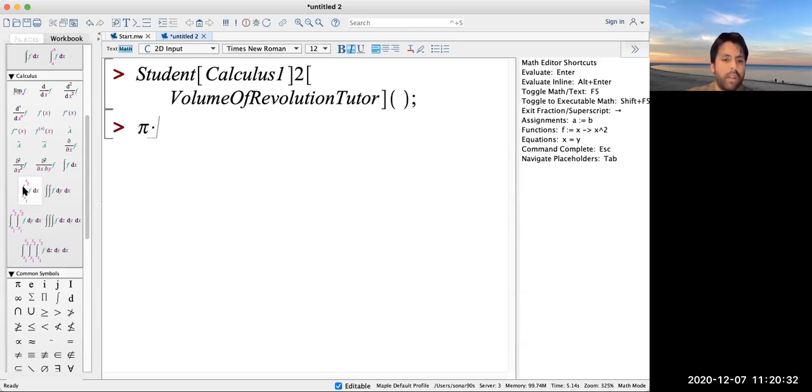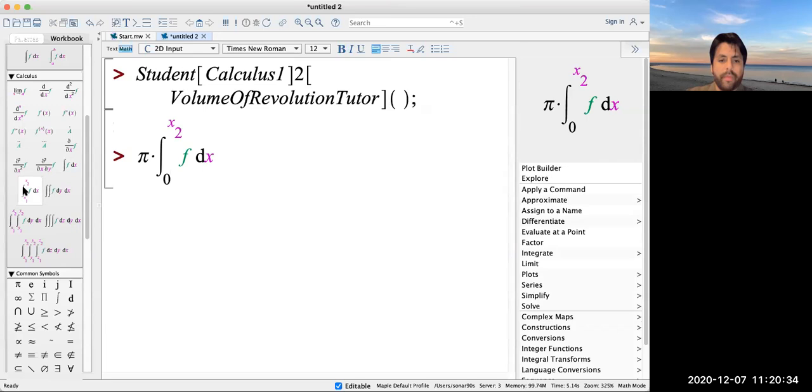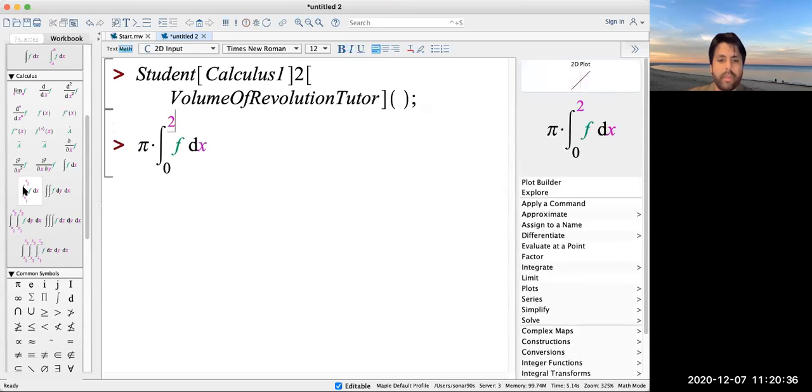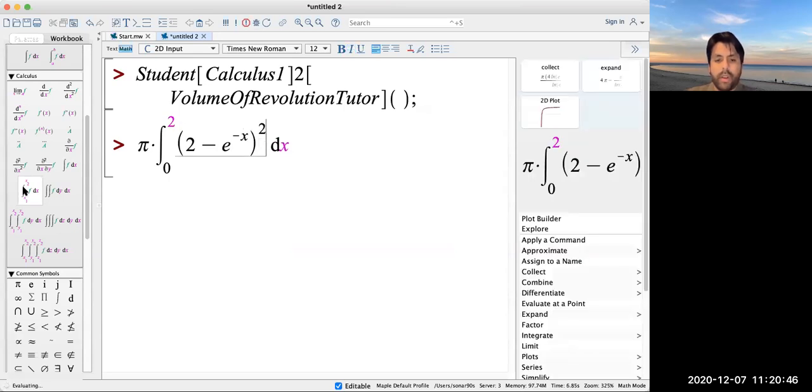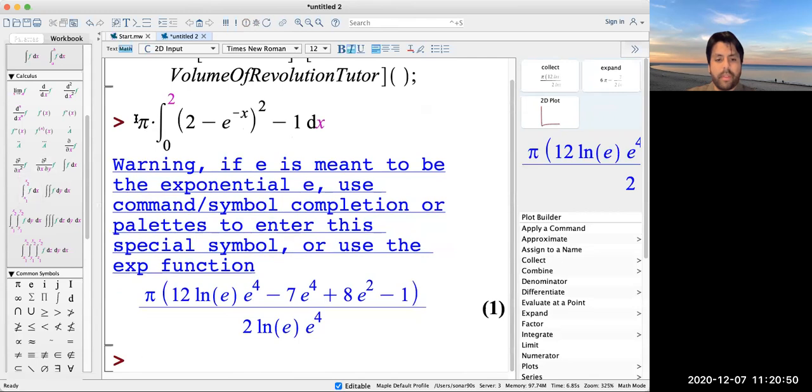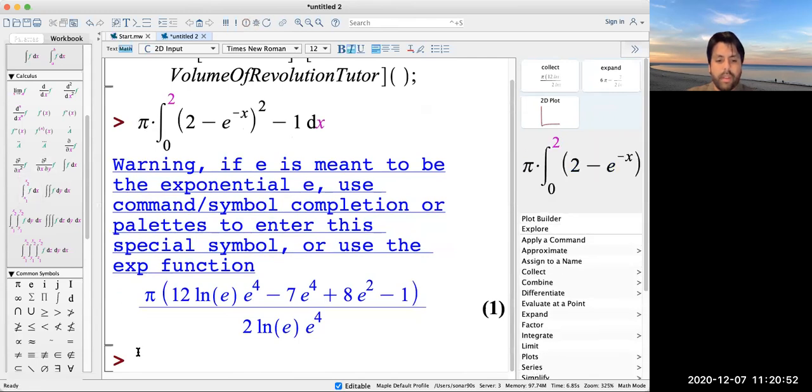Let's try that again. So this is 0. This is 2. Let me put it exactly the way we have it. So 2 minus e to the negative x squared minus 1. And let me evaluate this.